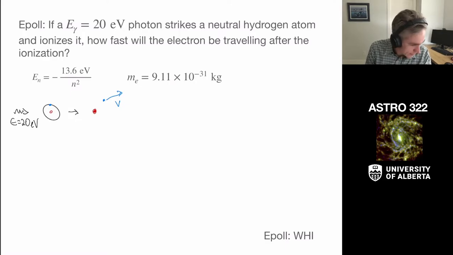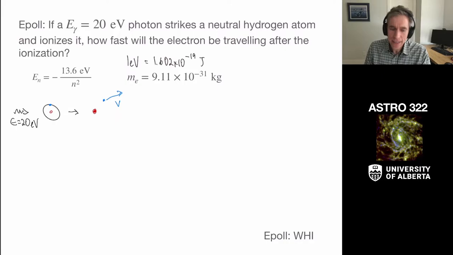I realize I need to give you a couple additional pieces of information. You may know them, but I should remind you that one electron volt is equal to 1.602 times 10 to the minus 19 joules. And yeah, it's unlikely but possible that you might need to know that the kinetic energy of an object is 1/2 mv squared. Yeah. You might need to know that.